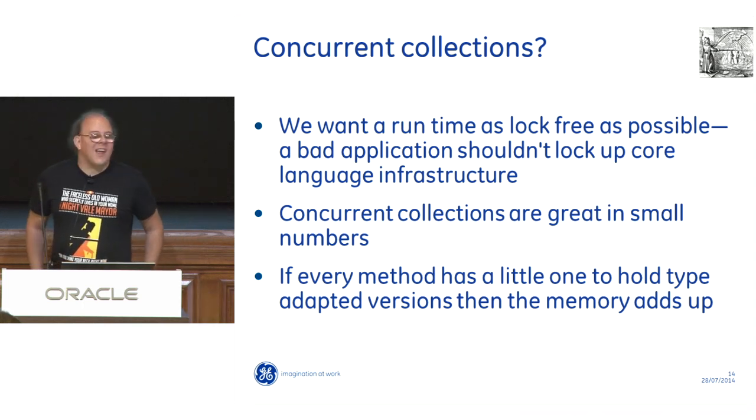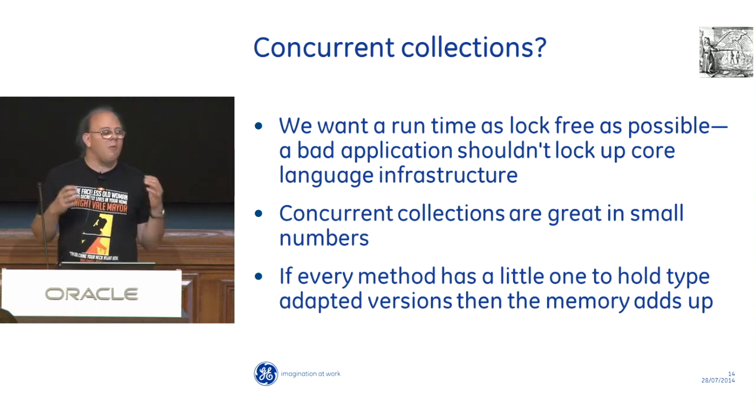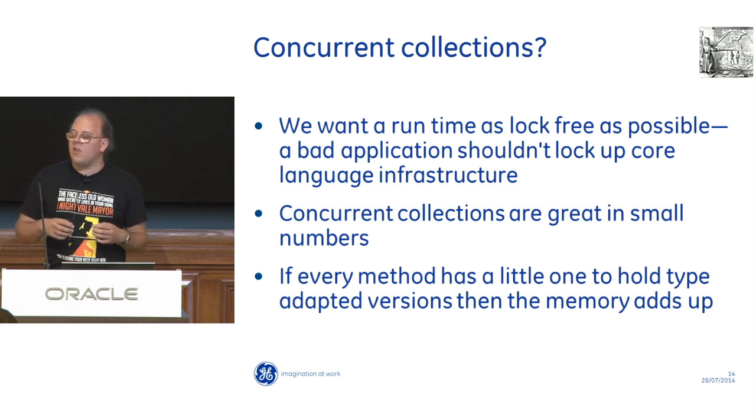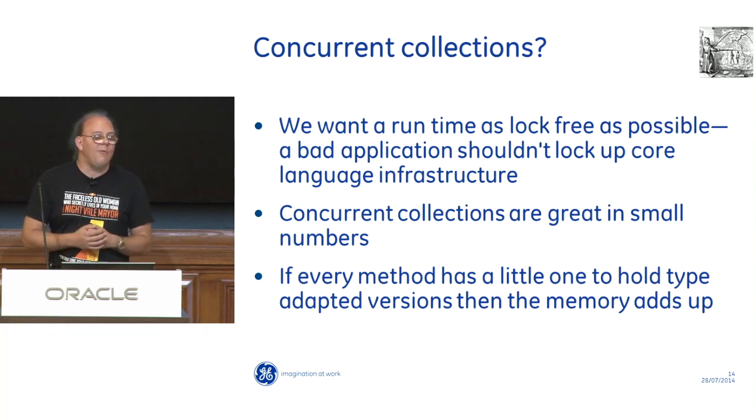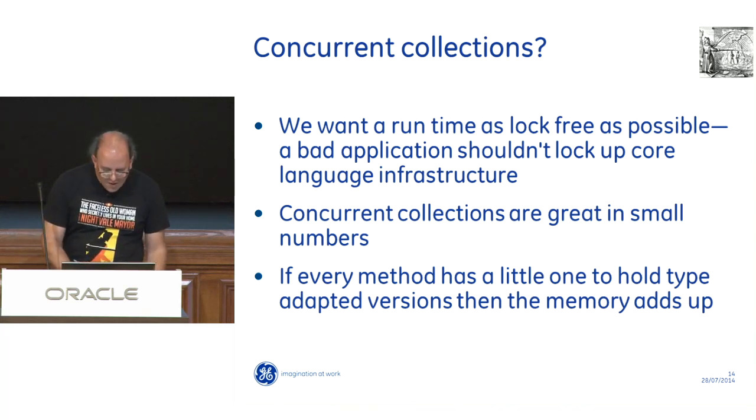Concurrent collections. We hadn't actually expected that one to come so high in the memory usage, but we wanted a runtime that did not have locks in as much as we possibly could manage. One bad application developer should not be able to lock up a core bit of a runtime and block everything. That's very important to us. So we were using a bunch of concurrent collections on individual functions to store a cache of adapters and in a few other places.